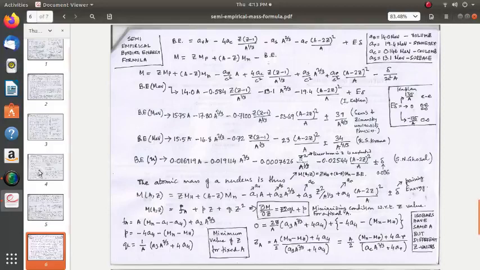This is mainly because the points which are picked up for fitting, they have picked up different points of the binding energy curve for their fitting process.